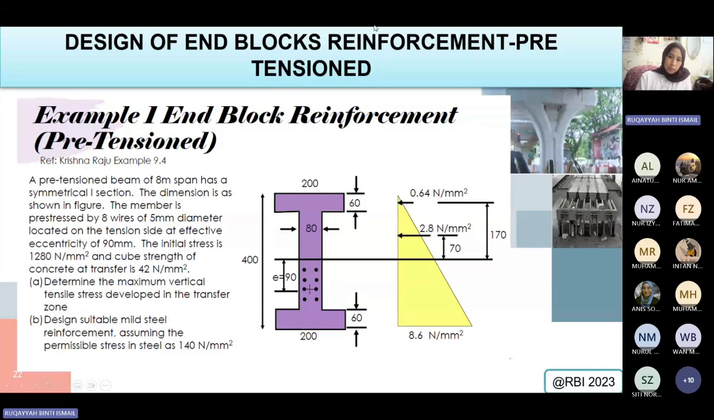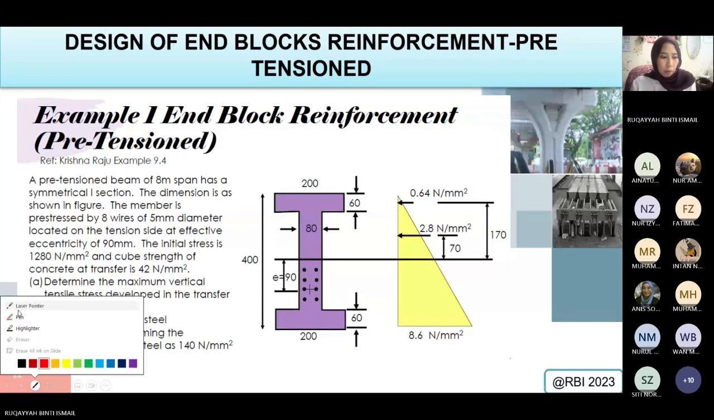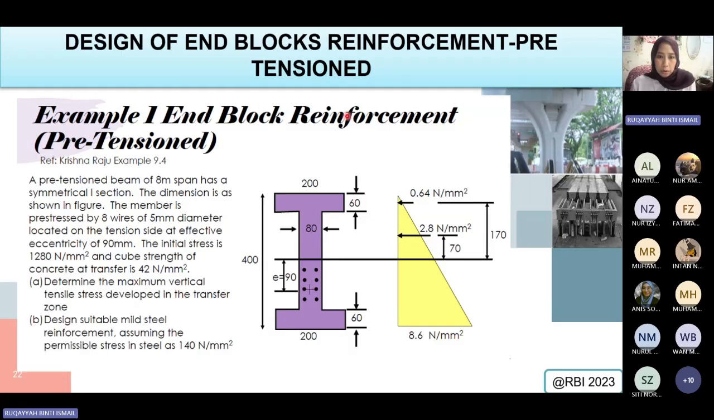This is an example taken for end block reinforcement, pre-tension, taken from a book. As you can see, a pre-tension beam of 8 meter span has a symmetrical I section.